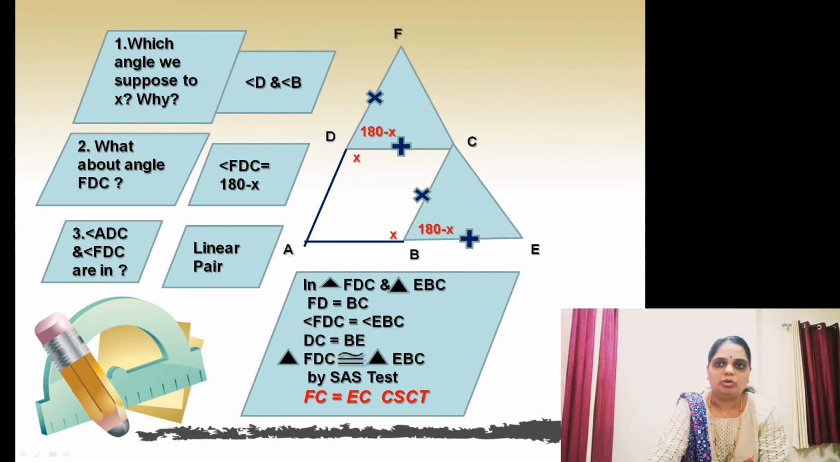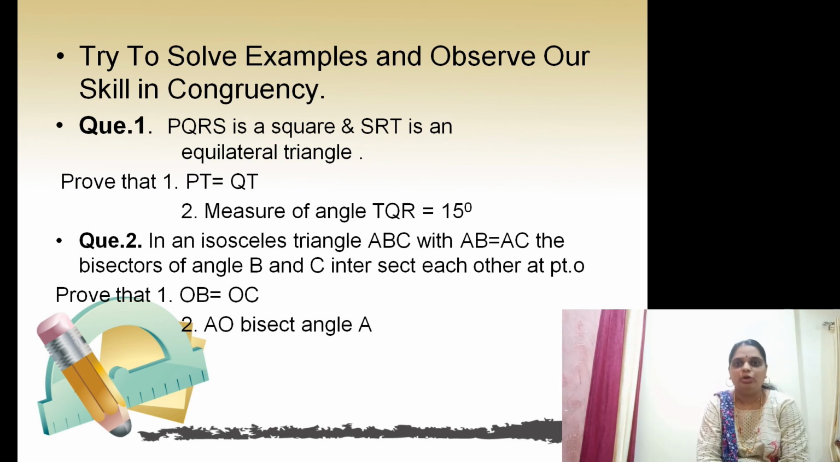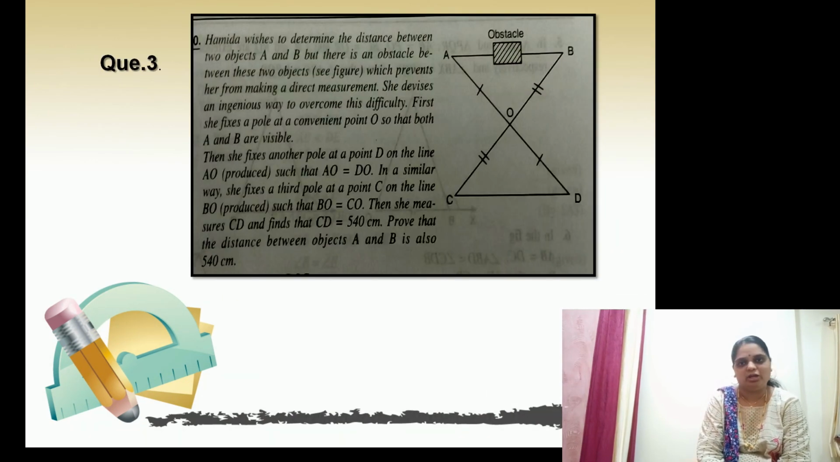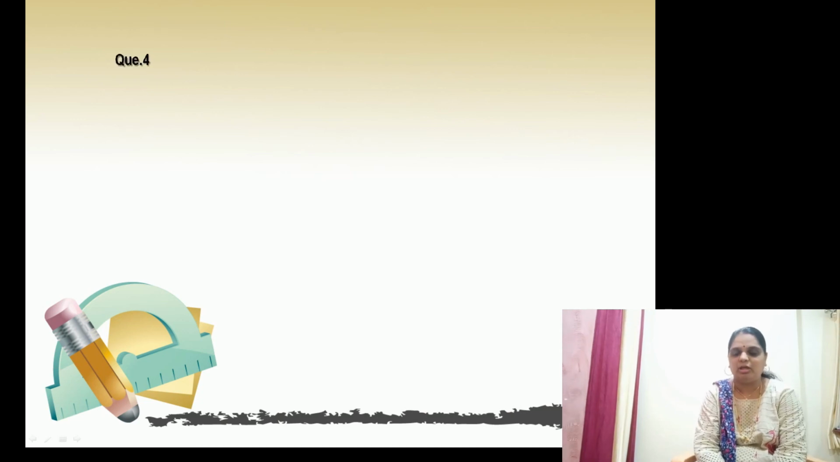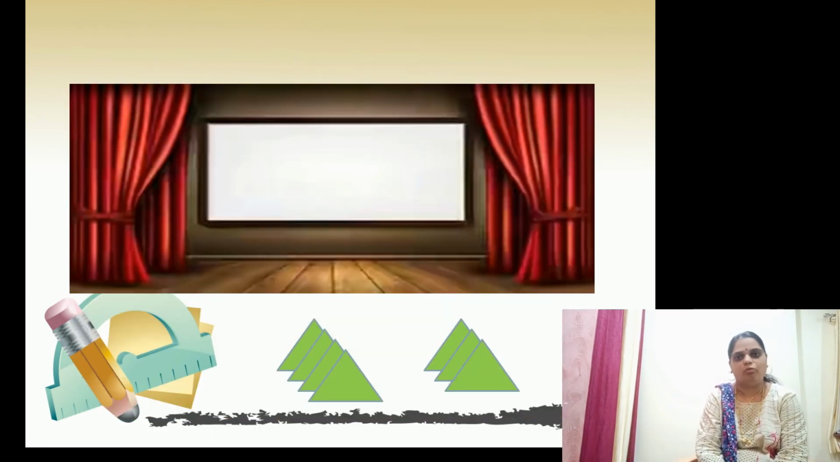So we conclude our problem, that is we prove that FC is equal to EC. This was my video PPT presentation on triangles and congruency, and my subunit is the SAS test. We also observed the criteria for the SAS test, and in our third step we also evaluated some problems. Thank you for watching my video.